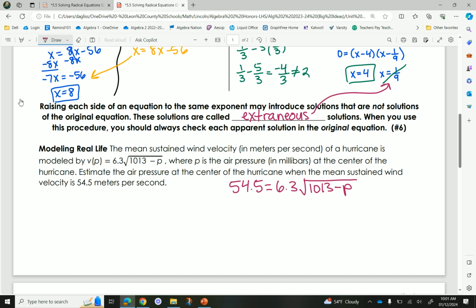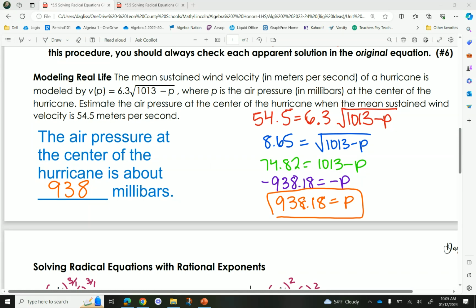You do this one. What's wrong? Oh, okay. Well, that's all it was. It's fine. You're good. Yep, we should round to 938. So the air pressure at the center of the hurricane is about 938 millibars.